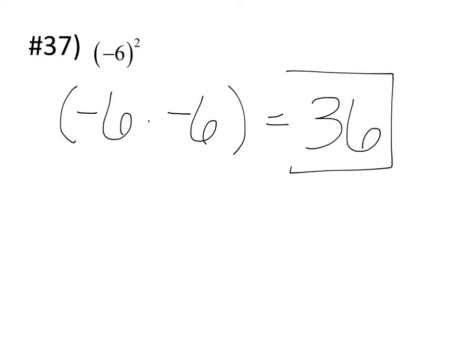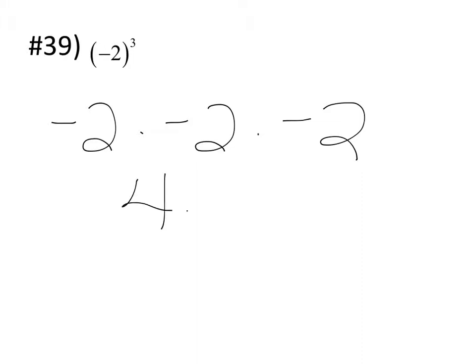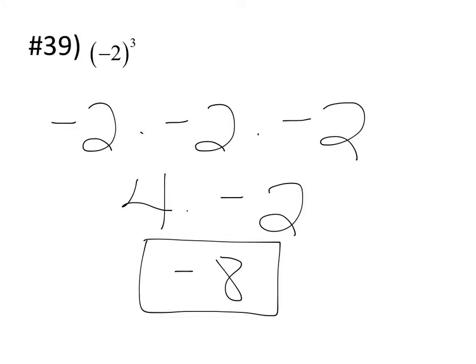Here we have the entire -6 being squared. So this is -6 times -6, which we know is +36. Okay. It says -2 cubed, which is -2 times -2 times -2. Well, -2 times -2 is +4, times -2 is -8.